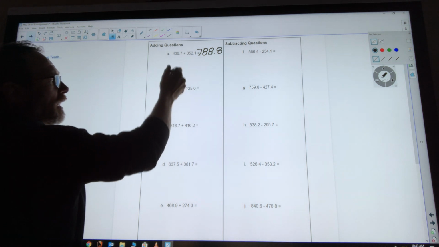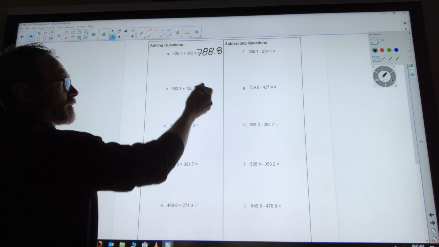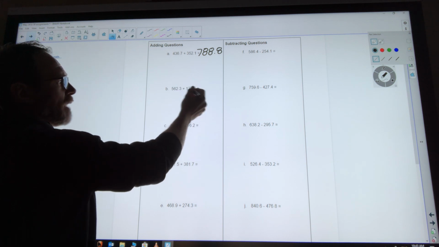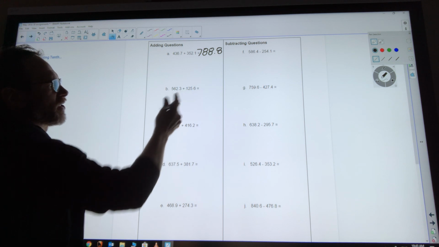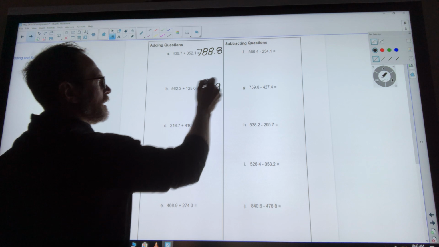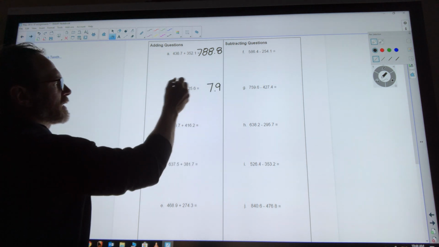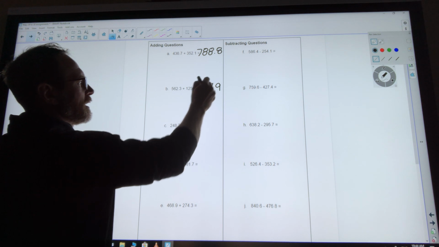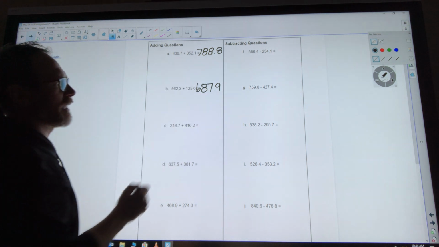B, I have 562.3 plus 125.6. So let's add, I'm going to start with the tenths place. By the way, I know my answer is going to be 680, something like that. So 3 plus 6 is 9. And then 2 plus 5 is 7. 6 tens plus 2 tens is 8 tens. And 500 plus 100 is 600, so 687.9.